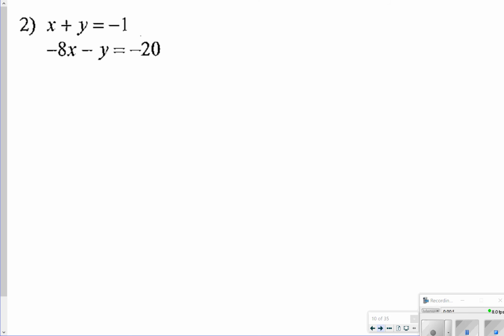Number 2 is again substitution. I don't have x or y already solved for me, but what I could do is maybe go ahead and solve for y here by eliminating or putting my x's on the other side. So I get y is equal to negative x minus 1. Now I'm going to plug this in to my bottom portion.